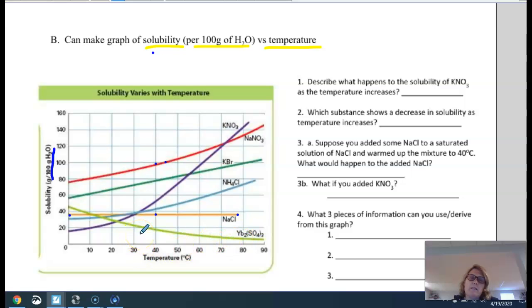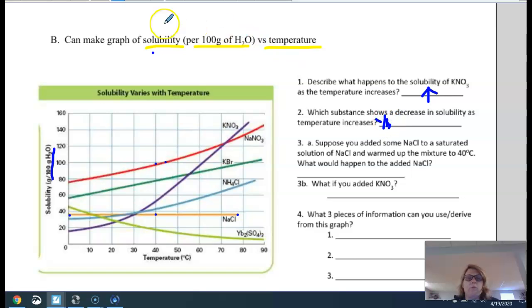So part of this discussion is to teach you how to read the solubility curve. So describe what happens to the solubility of potassium nitrate as the temperature increases. So I'm looking, the purple line is potassium nitrate. So as the temperature increases, so does the solubility of potassium nitrate. So it increases. Which substance shows a decrease in solubility as the temperature increases? Well, I just said that earlier. This is the YB2.